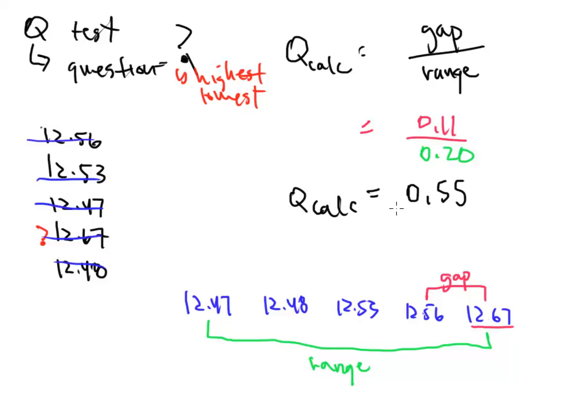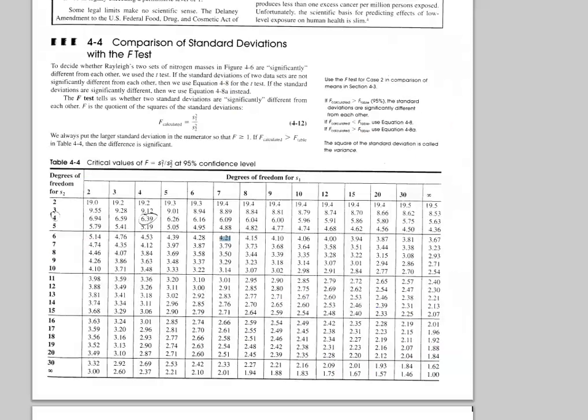Now, what do we do with that number? Well, that number is going to tell me yes or no. But I have to compare it to something, just like we did with our student T's, right? We were always comparing my calculated T to a table T. The F test was the same way. I compared my calculated F to the table F. Well, I've got to do the same thing with the Q data.